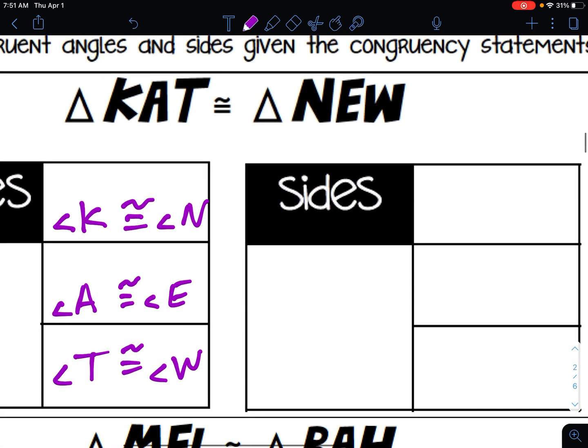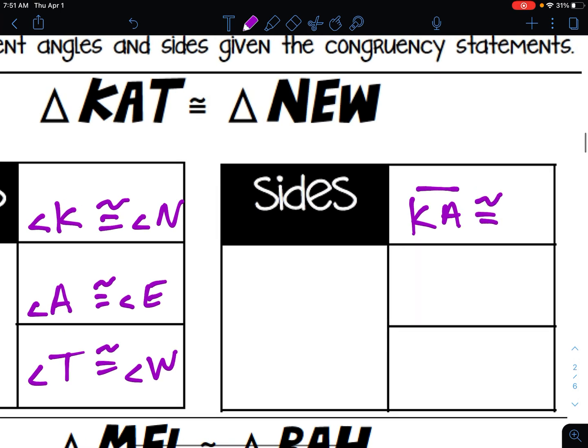All right. Same deal with the side lengths. I know KA is congruent to NE.